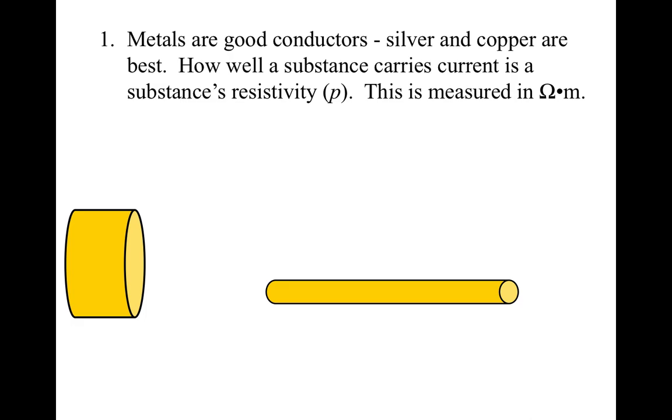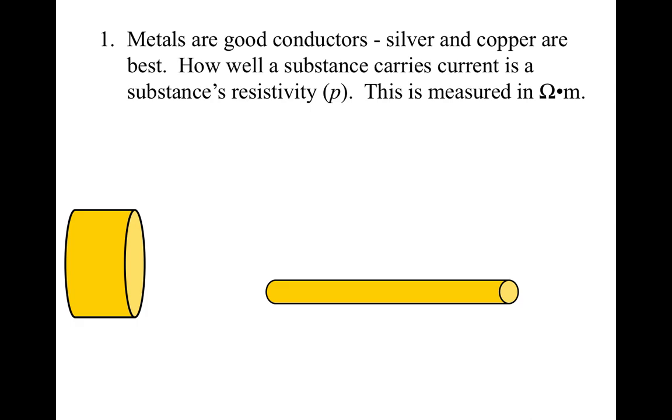So we know that metals are good conductors. For this unit, you should definitely know that silver and copper are the best. How well a substance carries current is known as the substance resistivity. That word resistivity is something you absolutely want to know. The resistivity has its own little symbol. It's a lowercase italicized p. And it's a measure of the substance or the material itself.